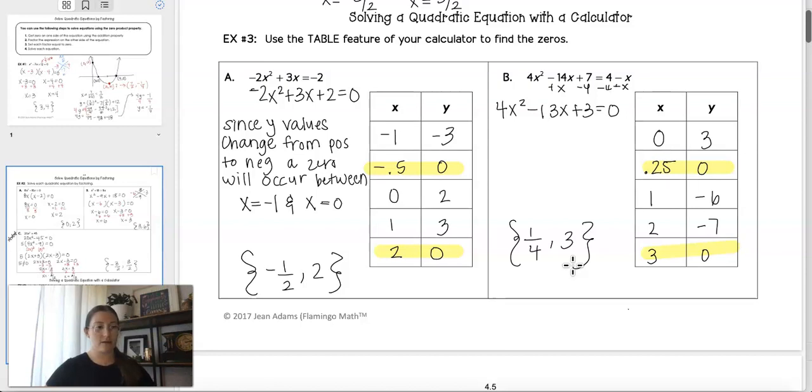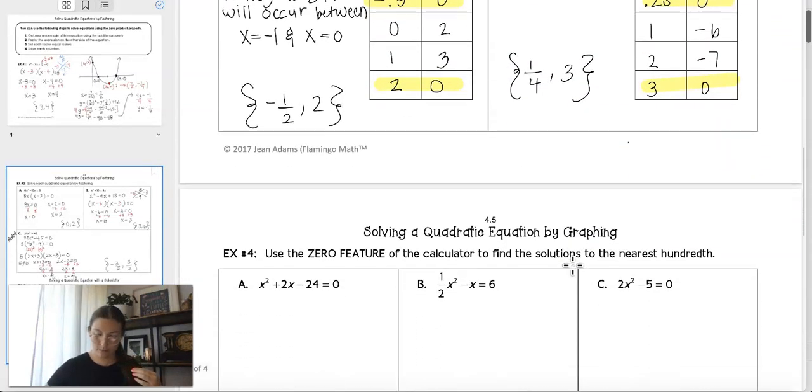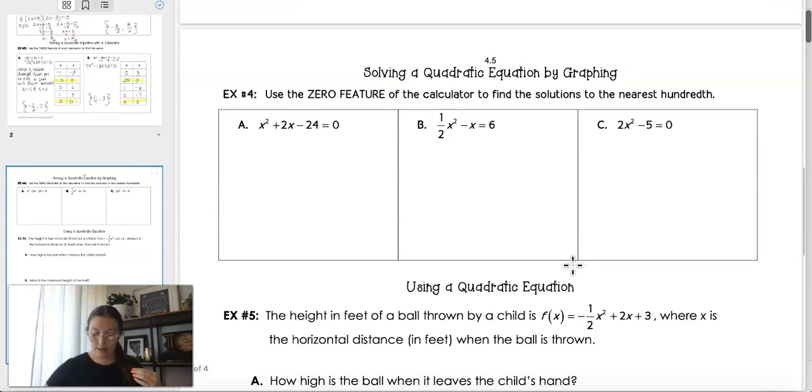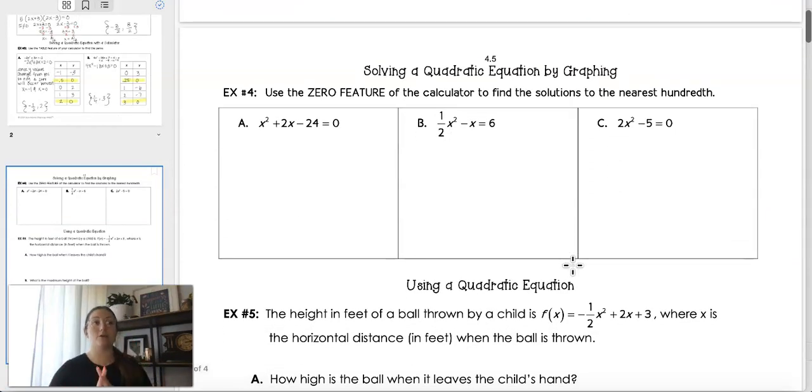All right. We only have one little bit left. Okay, so now I'm going to show you guys how to use your graph to find the zeros. So a little bit different. Now we're going to use the graph to find the zeros.